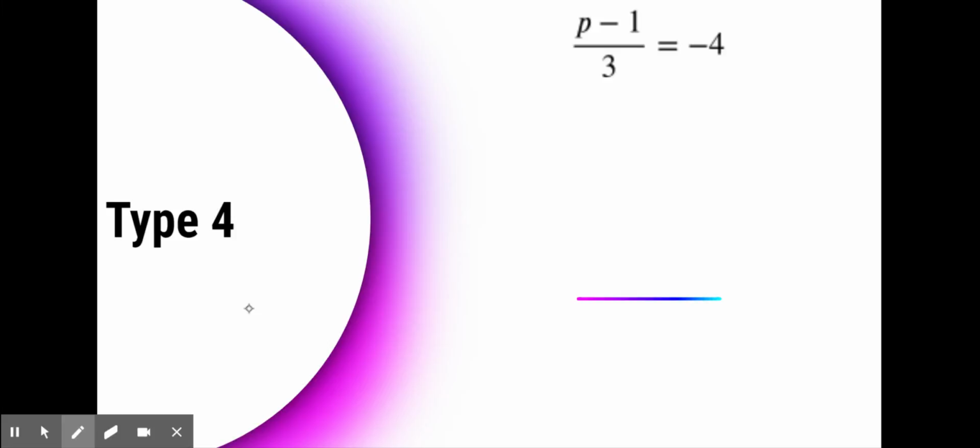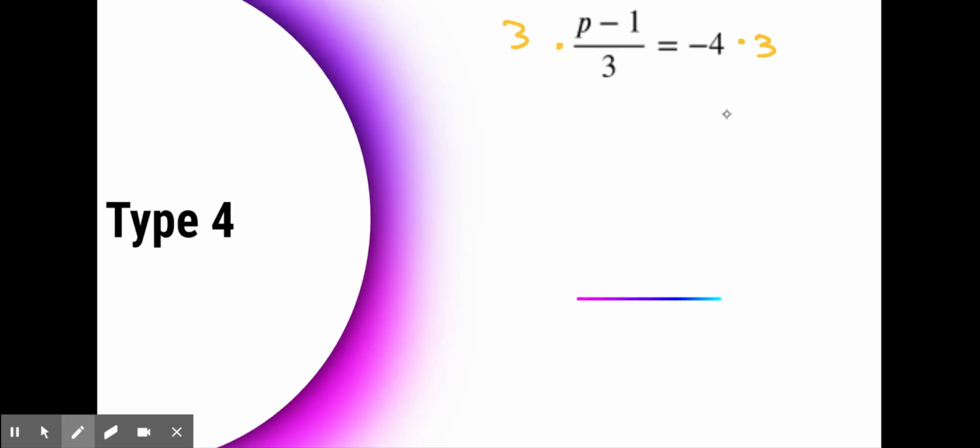Okay, this last type that we are going to look at. This one is sort of one big fraction. We have p minus 1 all in the numerator. It is sort of in parentheses that aren't written. They're there, but they're just understood. And then it's all over 3 equals negative 4. Well, since the p minus 1 is all in the numerator and in parentheses, we have to get rid of this 3 first. So this is divided by 3. So the first thing I have to do to this one is multiply by 3, multiply both sides by 3.